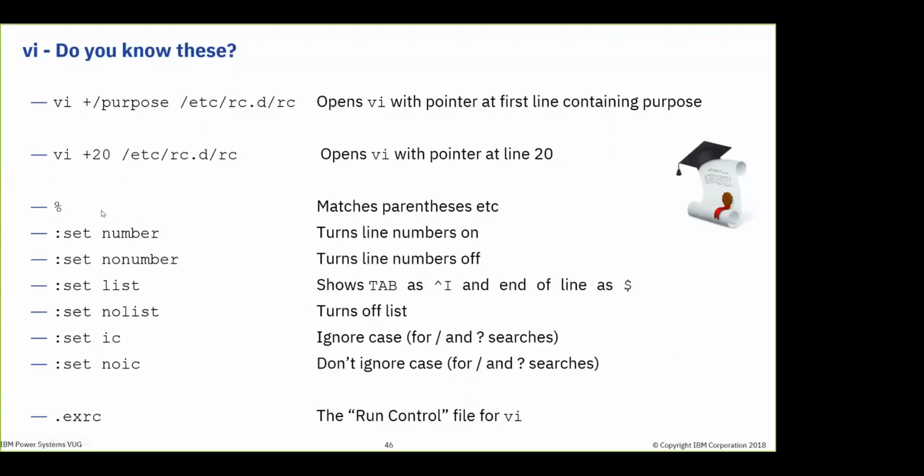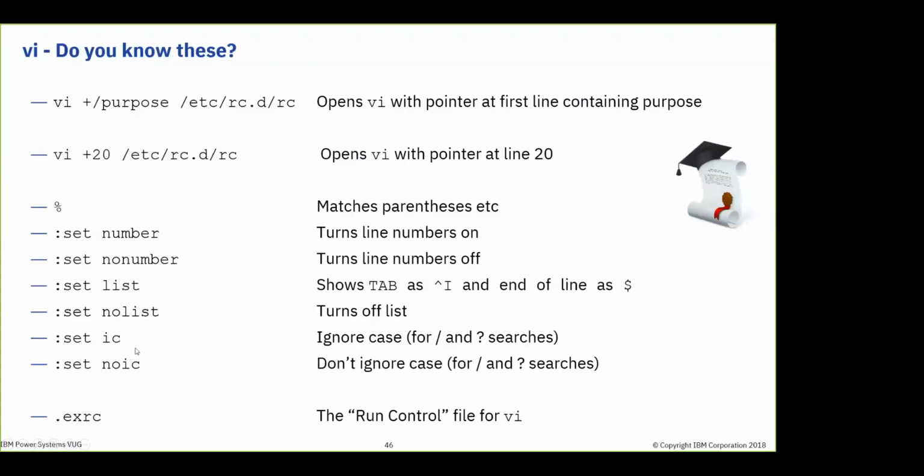In VI, if you put your cursor onto a parenthesis and you hit %, it will flash between the matching parentheses. So that's quite useful when you've got a syntax error, trying to trace where a problem is. If you use set number or set no number, it will turn line numbering on and off. And you can say set list, set no list, and that will show things like tabs, and it'll put a $ at the end of the line and so on.